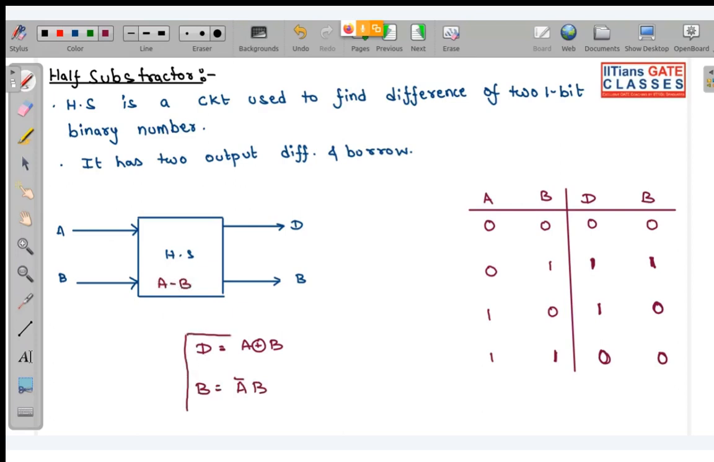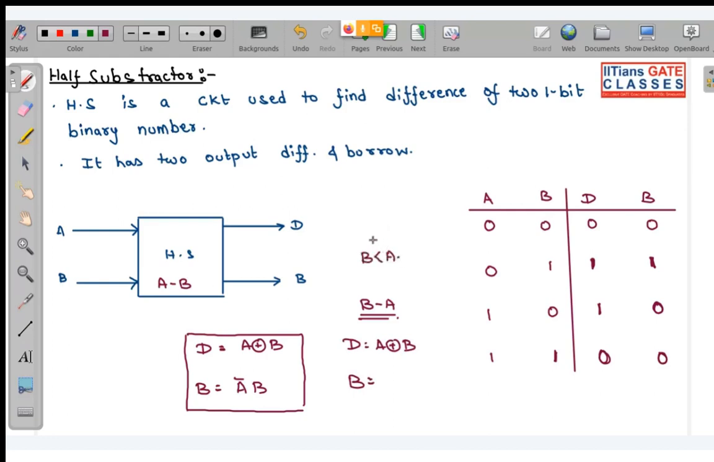But if I ask you what will happen if I do B minus A? For B minus A, if you solve it, you will again see that difference will be A XOR B only. But borrow, it will happen. When do we get borrow? When your B is less than A.